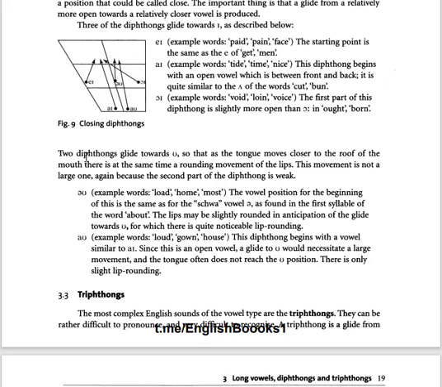Two diphthongs glide towards short vowel o, so that as the tongue moves closer to the roof of the mouth, there is at the same time a rounding movement of the lips. This movement is not a large one, again because the second part of the diphthong is weak, as we said. In this sound, ow.